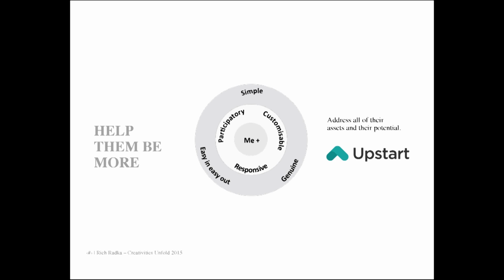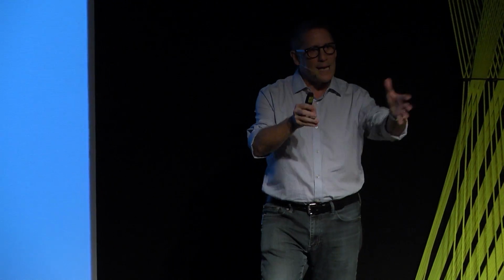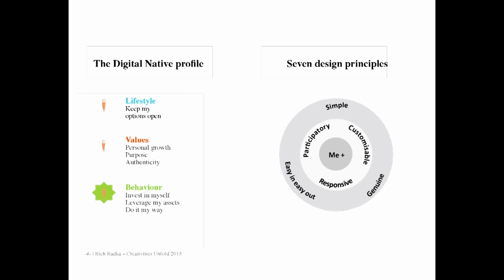And then finally, the big thing here, digital natives are looking for ways to be more. They're cash poor, but they have other capabilities. They have skills, they have knowledge, they have other things of value. Help them leverage that. So we called that Me Plus. And here we gave an example of a company called Upstart, which is a clever play on words of startup. Upstart addresses all their assets and their potential. So it really looks at who do you know, what can you teach, who are your connections, these kinds of things, and creates value out of that.